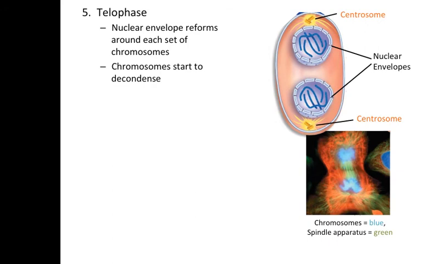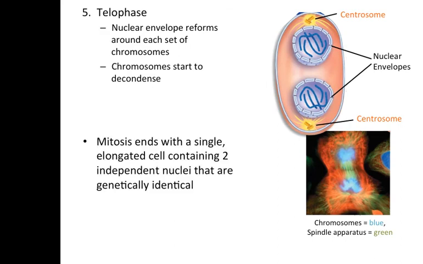The final step of mitosis is called telophase. During telophase, the nuclear envelope reforms around each set of chromosomes, and the chromosomes start to decondense. Thus, mitosis ends when a single, elongated cell contains two independent nuclei.